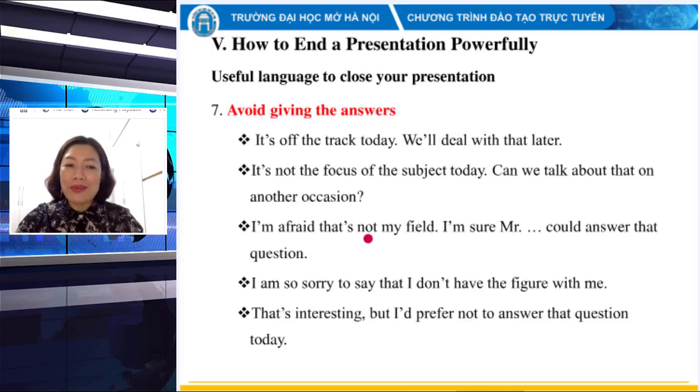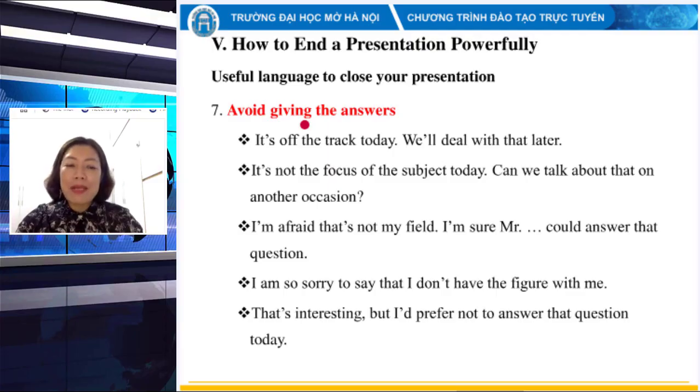Sometimes we don't want to answer the questions. Sometimes we have to avoid giving the answers. So how can you avoid giving the answers? You just say, "That's off the track today, so we'll deal with that later. And that's not the focus of the subject today." So off the track, not the focus here. It means that it's not about the topic I'm talking about. Okay, so please talk about that later or on another occasion.